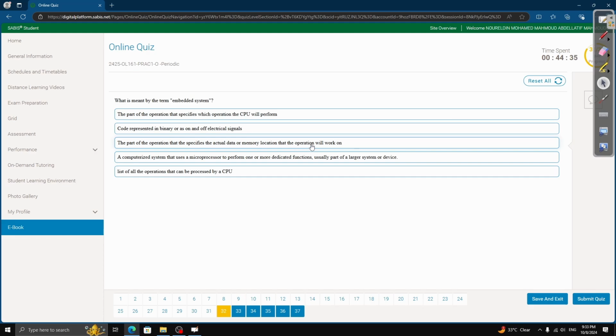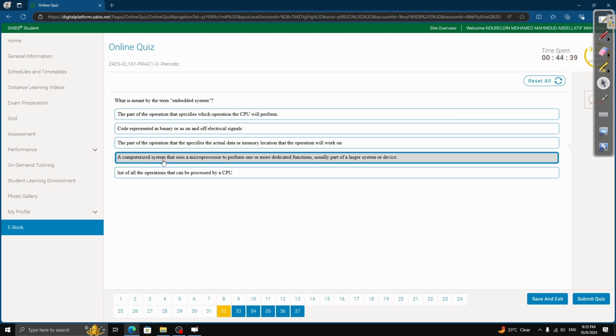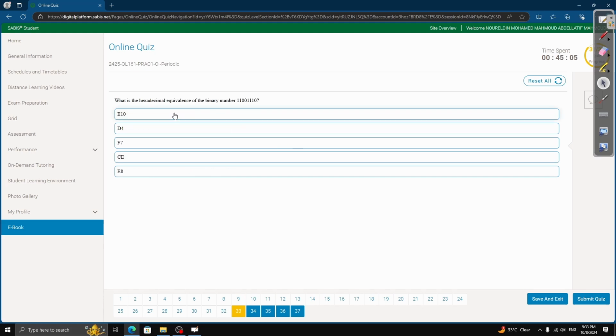This is also false. This is true. Computerized system that uses a microprocessor to perform one or more dedicated functions, usually part of a larger system or device. Basically, all it's saying is that it uses a processor and a bunch of other things only to perform one specific task, or one main specific task, which is why your computer isn't considered an embedded system. It performs general tasks.